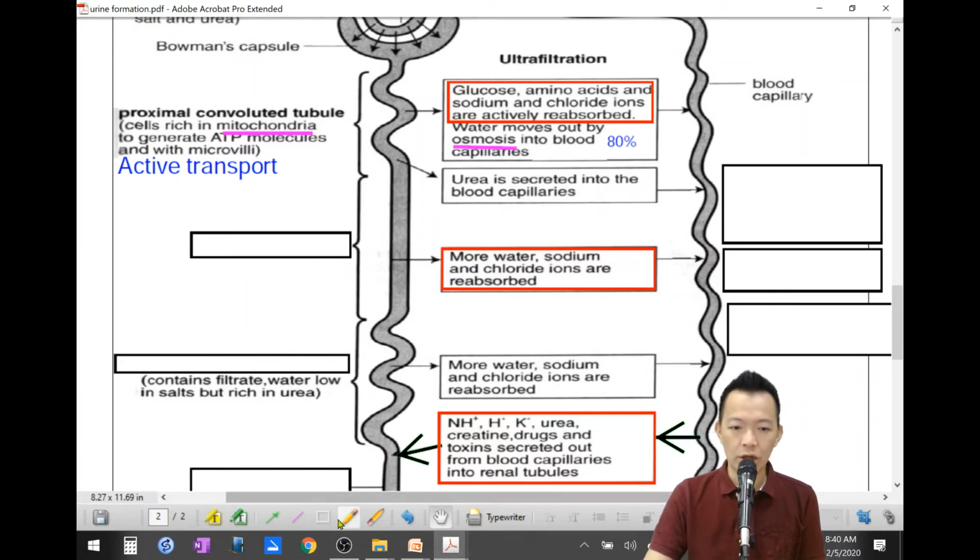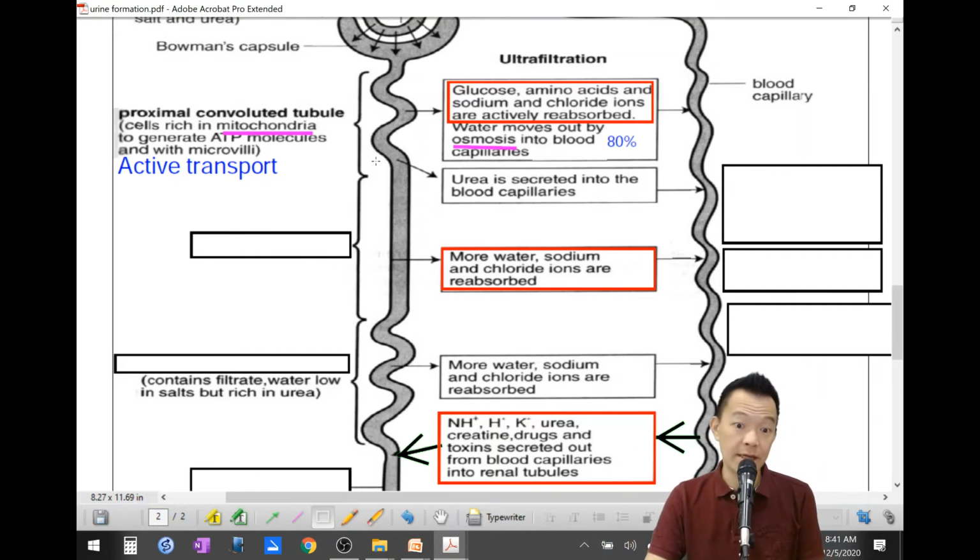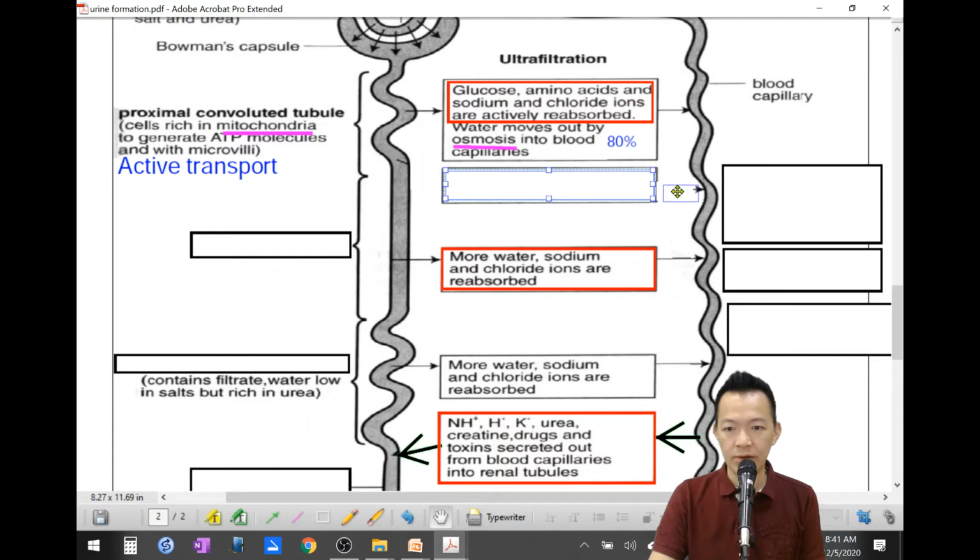So after checking, we have 2 books that talk like this. But another 2 or 3 books don't talk about urea being absorbed. They say the urea will continue to flow and is not absorbed. So for me, I prefer you help me cancel this one. Cut it out, and the arrow also, cancel it. Nobody will know, it doesn't matter. We follow the books that don't say urea is reabsorbed, otherwise you will be confused.